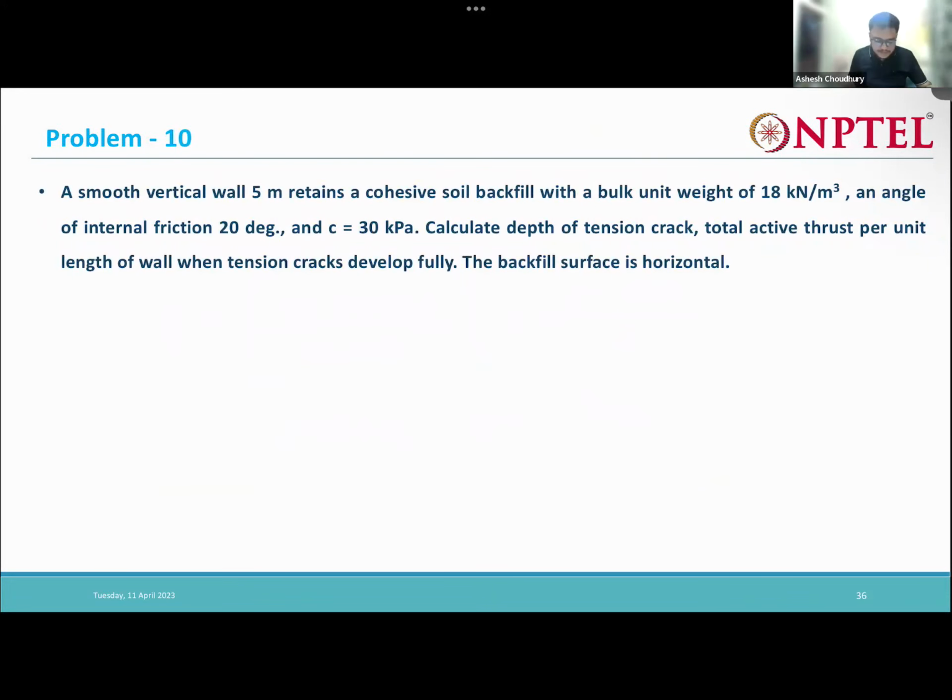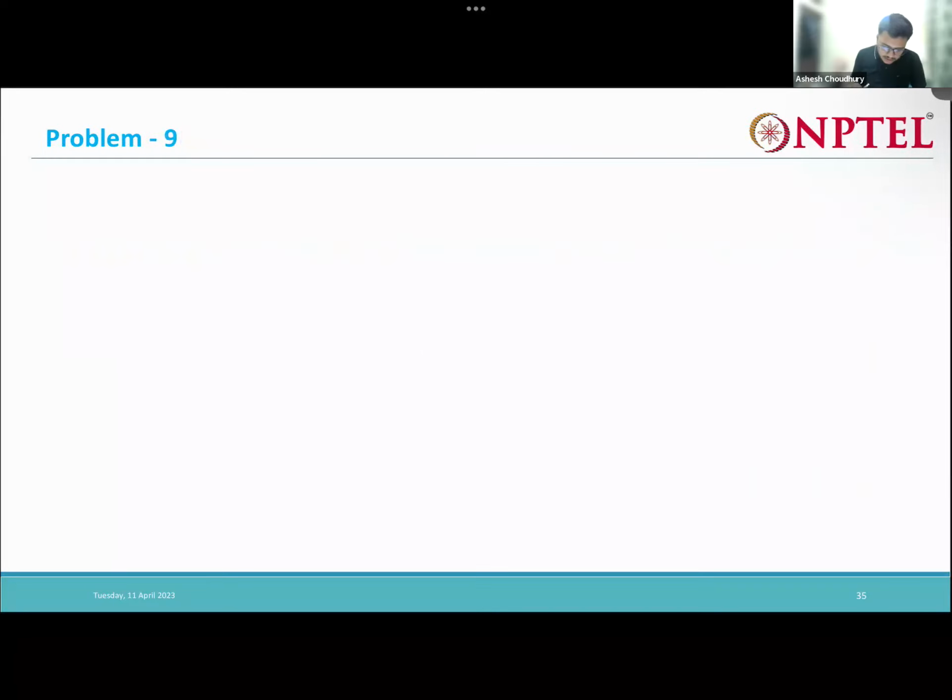Let's go to the next problem, problem 10. Now this case is similar to the previous problem, but here the tension cracks develop fully. So in that case, how do you solve? We take the area of the complete bottom triangle. So let us do that.